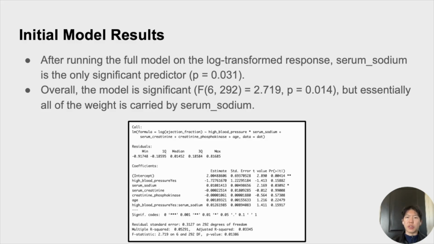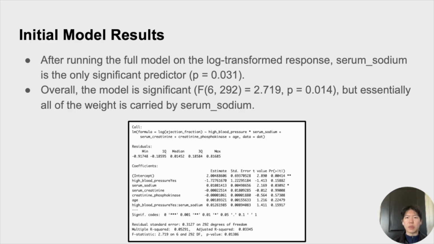Since the response was log transformed ejection fraction, the coefficient means that for every 1 unit increase in serum sodium, the expected ejection fraction increases by approximately 1.4% on average. The model was statistically significant overall, with a p-value of 0.0006, and serum sodium was also individually significant. However, the adjusted R-squared was only 0.0362, meaning serum sodium explains only about 3.6% of the variation in ejection fraction. So while the relationship is statistically significant, serum sodium alone is not a strong predictor of heart function.